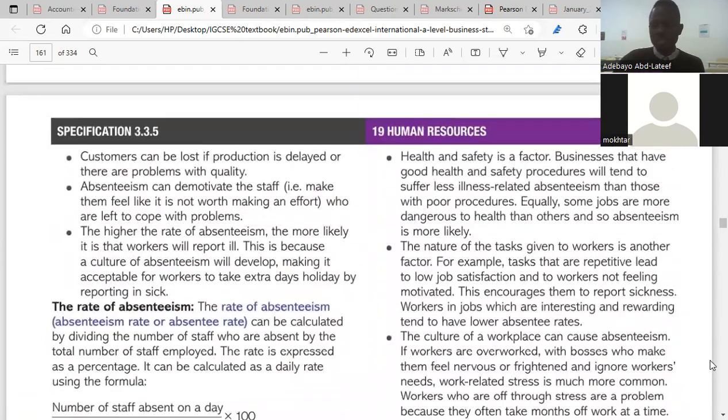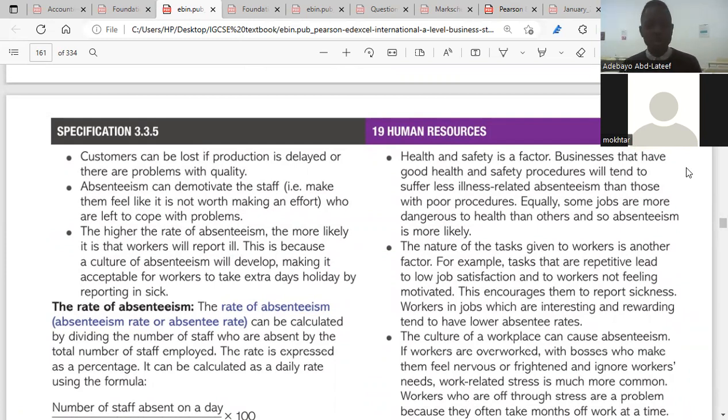Two, health and safety is a factor. I said, health and safety is a factor. Businesses that have good health and safety procedures will tend to suffer less illness-related absenteeism than those with poor procedures. Equally, some jobs are more dangerous to health than others, and so absenteeism is more likely.